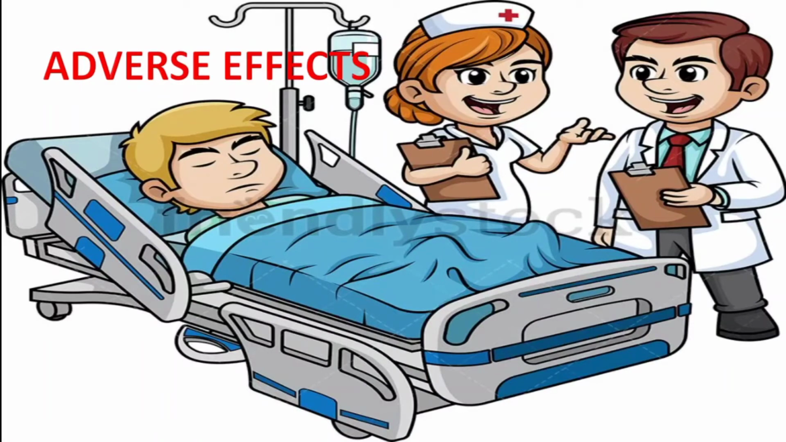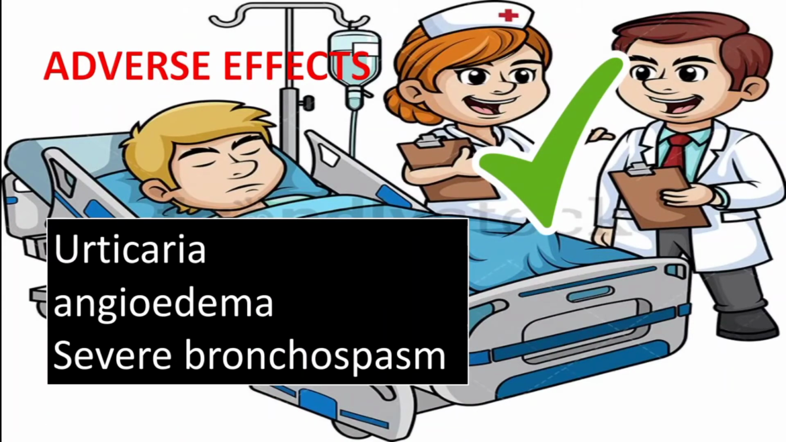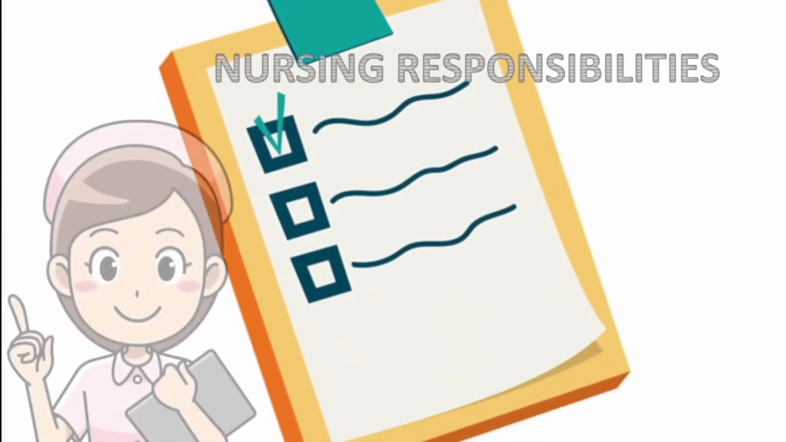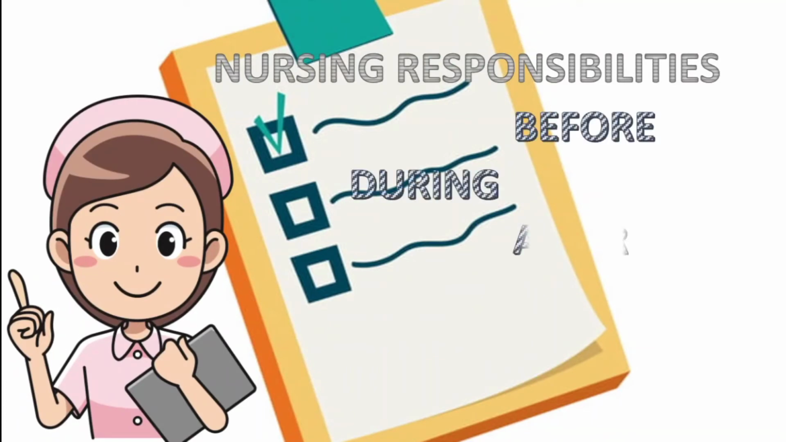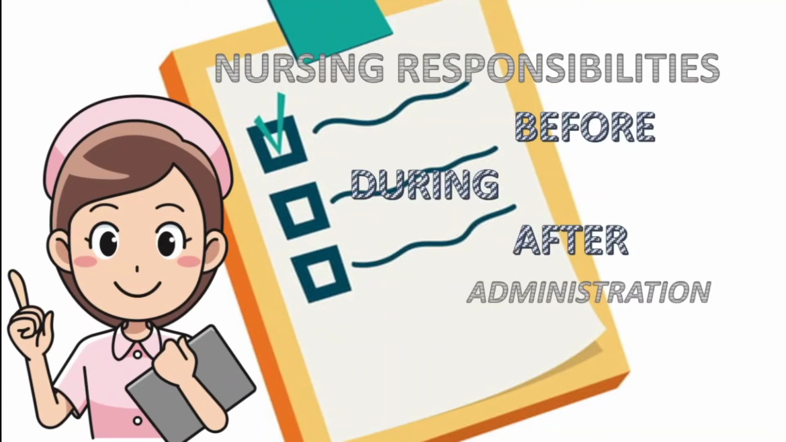The adverse effect that needs to be reported is acute hypersensitivity reaction. If urticaria, angioedema, and severe bronchospasm are observed, assess the patient and report immediately to the doctor. And last but definitely not least are the nursing responsibilities before, during, and after administration of beclomethasone.